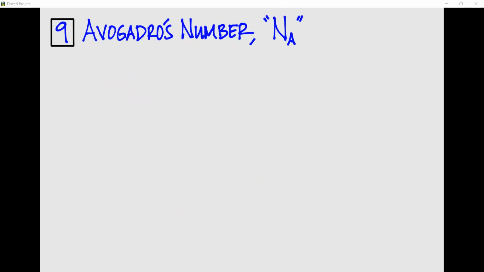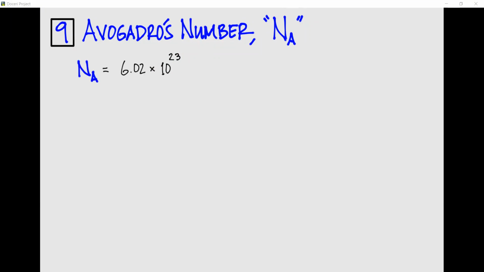All right, moving on here. Concept number 9, I believe we're halfway. Avogadro's number, right? So Avogadro's number has a symbol Na here, A being Avogadro, N for number, Na. So Avogadro's number is a huge number, right? 6.02 times 10 to the 23rd power.